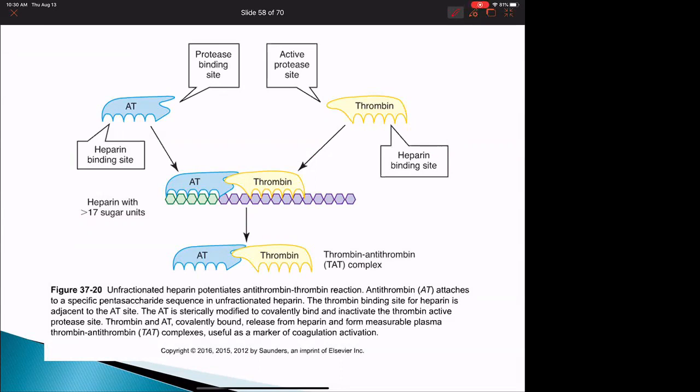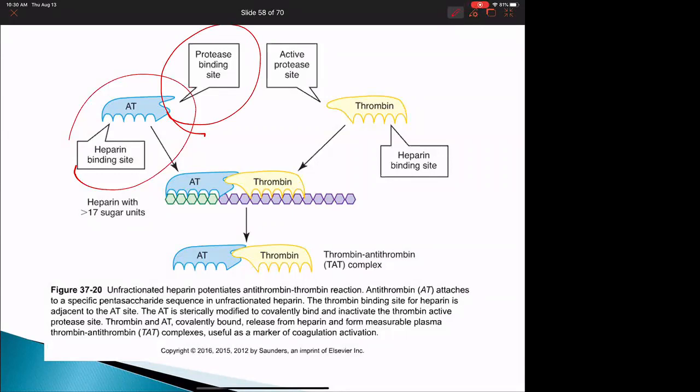Antithrombin has a heparin binding site, so it's right over here. When antithrombin binds to heparin, the antithrombin undergoes a shape change. This shape change exposes a serine protease binding site. This serine protease binding site needs to be exposed, so antithrombin has it, but it has to be bound to heparin in order for this binding site to be exposed.